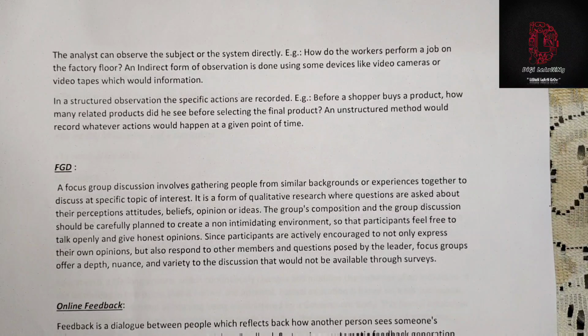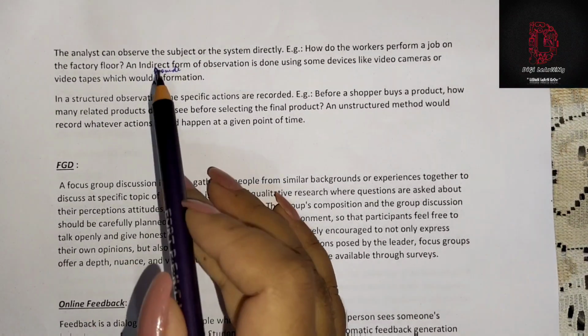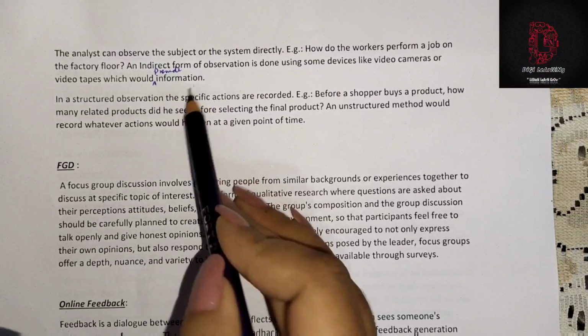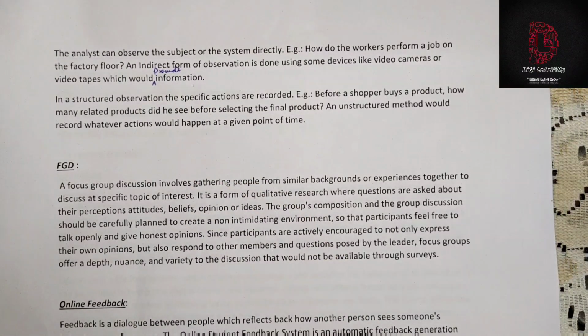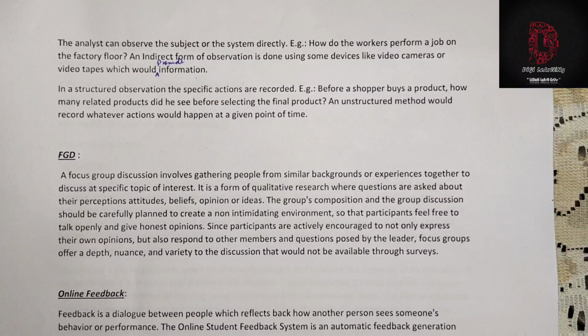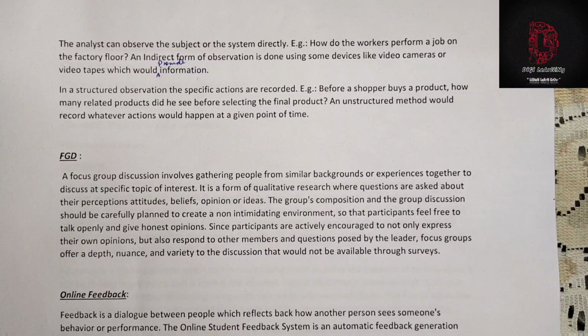An indirect form of observation is done using some devices like video cameras or videotapes, which would provide information. Okay, in a structured observation the specific actions are recorded. Example: before a shopper buys a product, how many related products did he see before selecting the final product? An unstructured method would record whatever actions would happen at a given point of time.